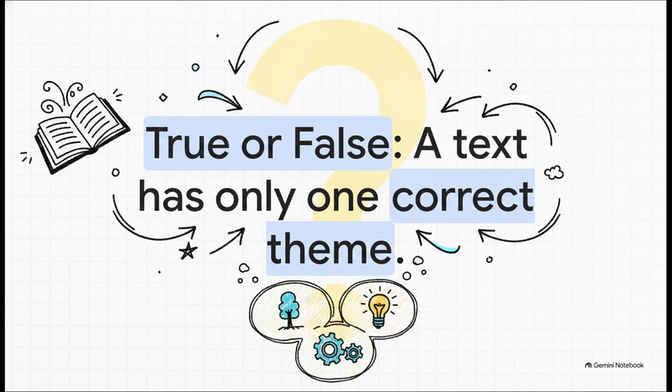True or false? The theme of a text is simply what the story is about, usually summed up in a single word, and there is only one correct theme per text. Take a second, think about what we just discussed regarding complete thoughts, plot versus theme, and multiple interpretations. Do you have your answer?